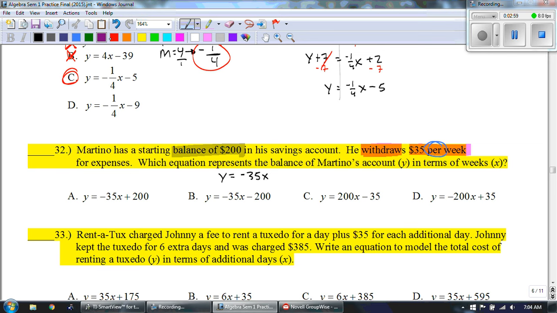-35x. So A has -35, B has -35, C has -35, but it's not with the x, and the same with D. Now, he has a starting balance of $200, which means he already has it. It's positive. So then we get our final answer of A.